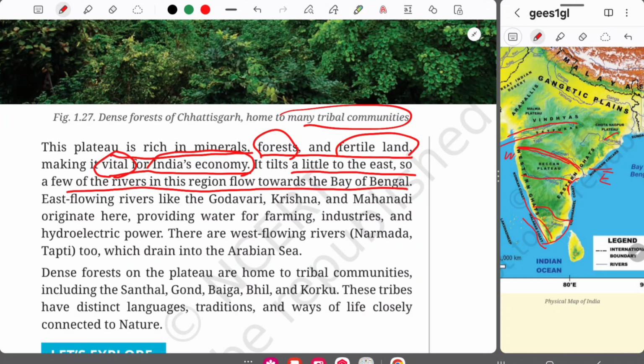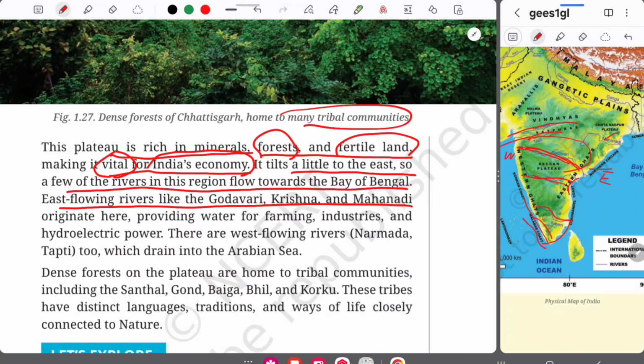Okay, it tilts a little to the east, so a few of the rivers in this region flow towards the Bay of Bengal. This area is tilted a little towards the eastern side, and that is why a few rivers flow towards the Bay of Bengal, that is the east flowing rivers like the Godavari, Krishna and Mahanadi.